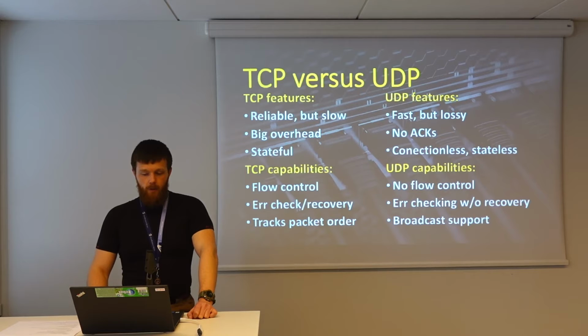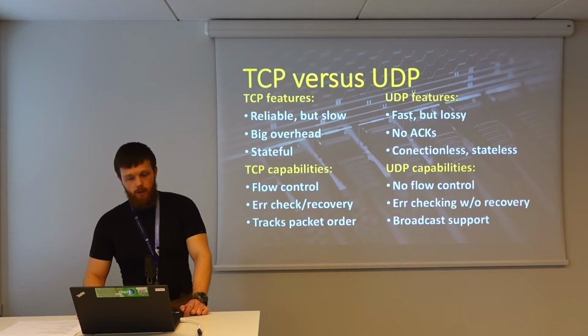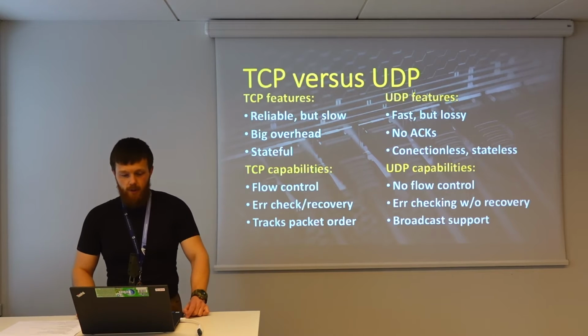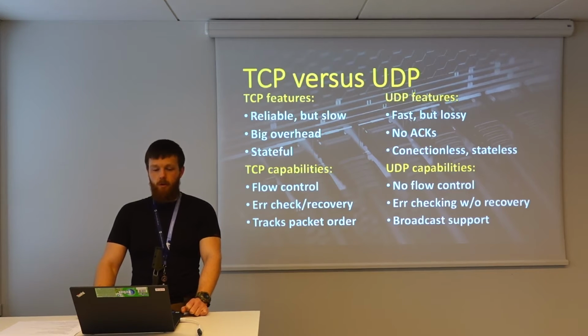And one more thing to mention, that TCP tracks packet order. On UDP you don't have that, and the application itself has to do tracking of packet order. One very important aspect of UDP is that it has broadcast support, and why is that important is that that's the only way you can do DHCP. You cannot do DHCP on TCP because TCP doesn't have broadcast support, and if you know what DHCP does, it's really not possible to do it any other way.